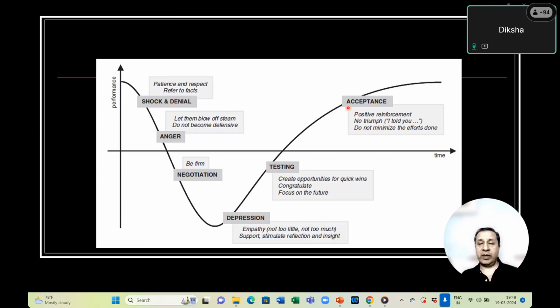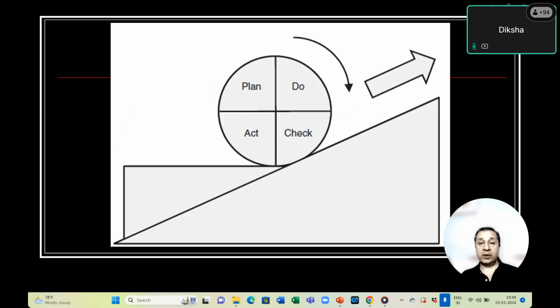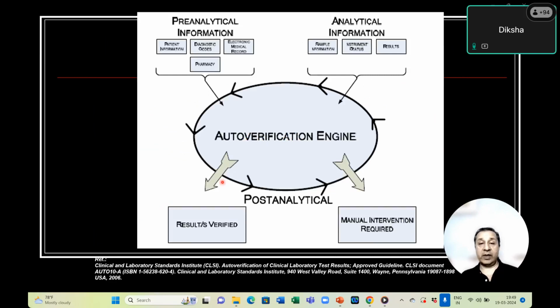And this is very much the status, not only in real life, but also in adapting to the changes in the auto verification process that you're going to be adopting in your laboratory. This concept obviously is no different. You do what is called the PDCA concept, which is the plan, do, check, and act cycle, and you keep doing it. But to do that, you first need to define what is called the auto verification engine.